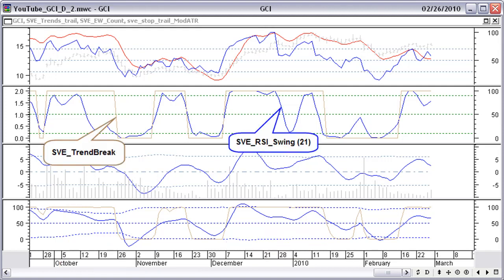We skipped the second sub-window. In this window we have 2 more indicators. The SVE RSI swing, giving fast swings based on the RSI indicator, and the SVE trend break indicator that signals short-term trend breaks. For the time being, these 2 indicators are not publicly available.